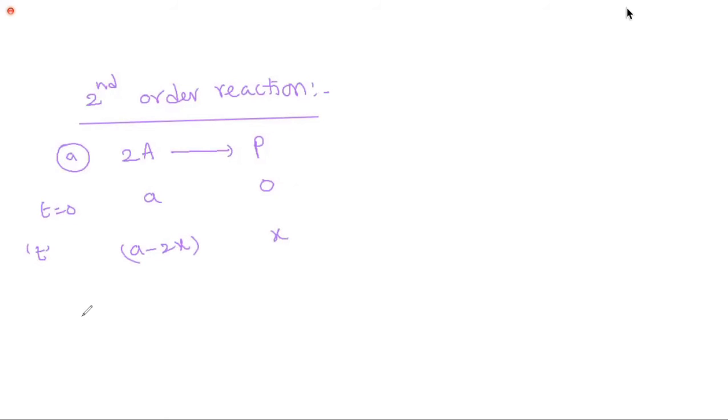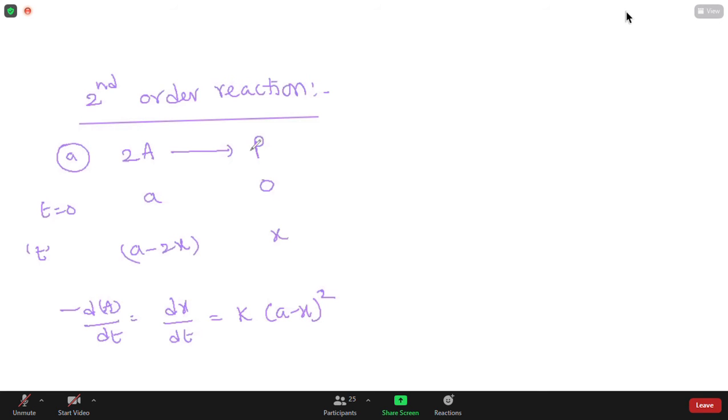Then what will be the rate of reaction? dA by dt is equal to, is it dx by dt? It is 1 by 2 dx by dt. This is not the coefficient form, rate equation I am writing. If I write it with the product, k into a minus x whole square. This square is there, no? That is why it is second order.